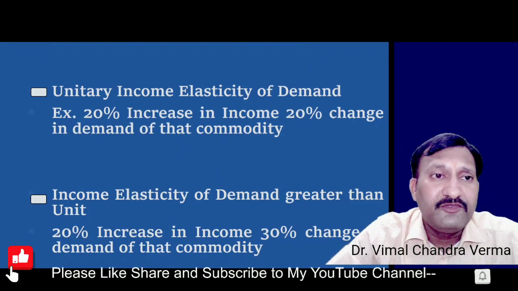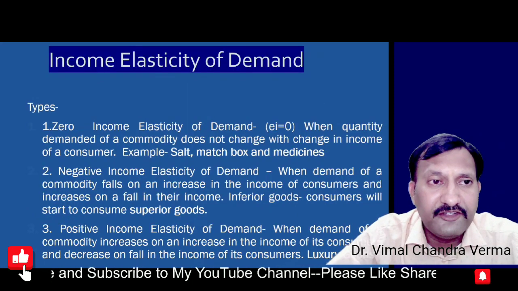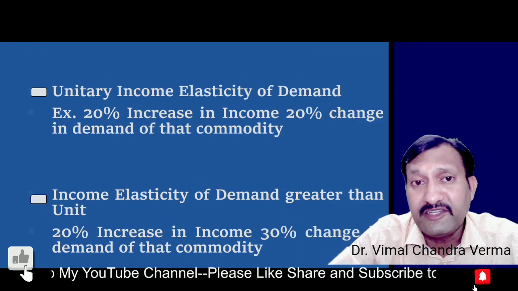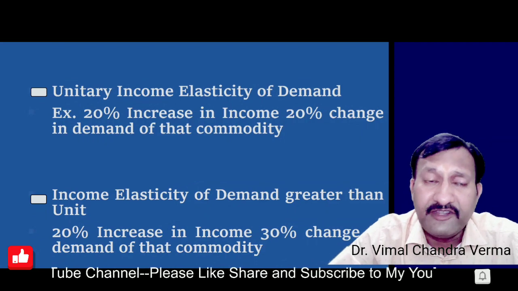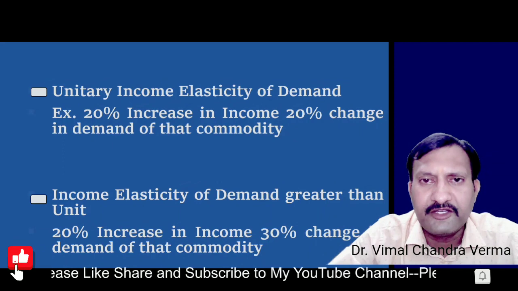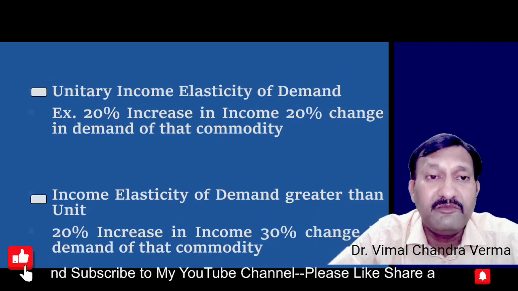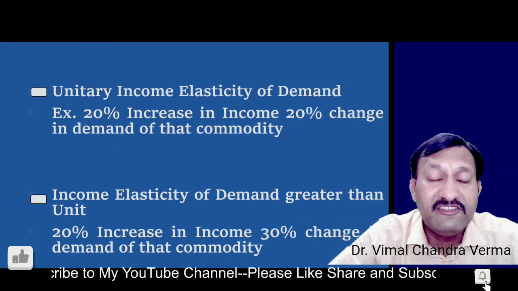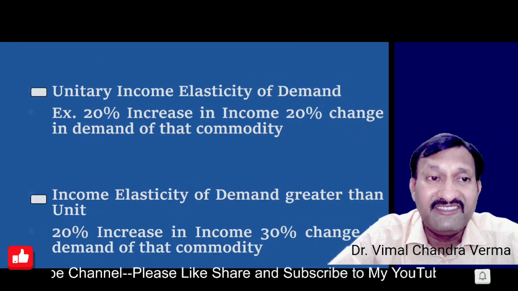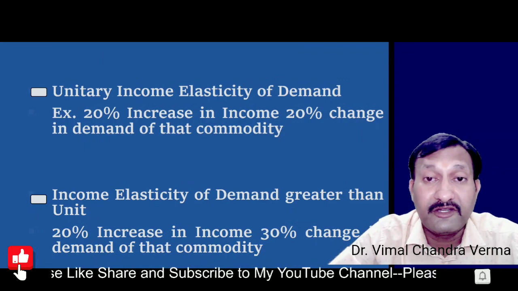What are the other types? In case of positive income elasticity, it is of three types. The first type is unitary income elasticity of demand. For example, if there is a 20% increase in the income of the consumer and there is a 20% change in demand of the particular commodity, it means that income elasticity of demand for that product is unitary, because there is an equal change in income and demand of that commodity.